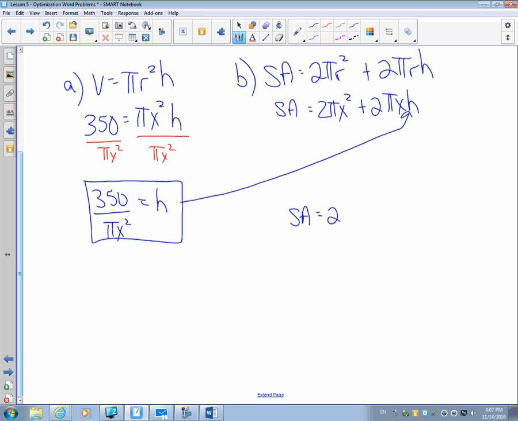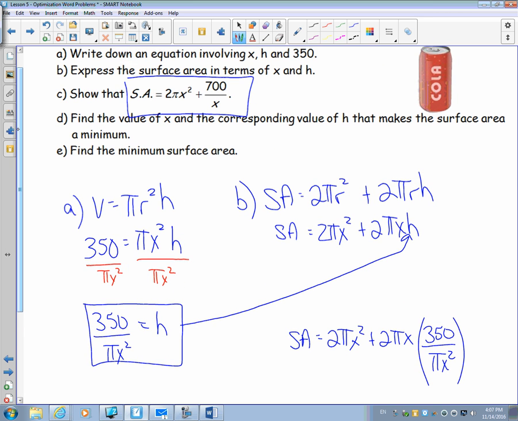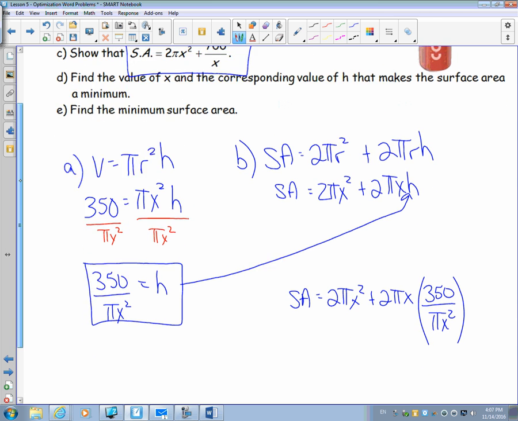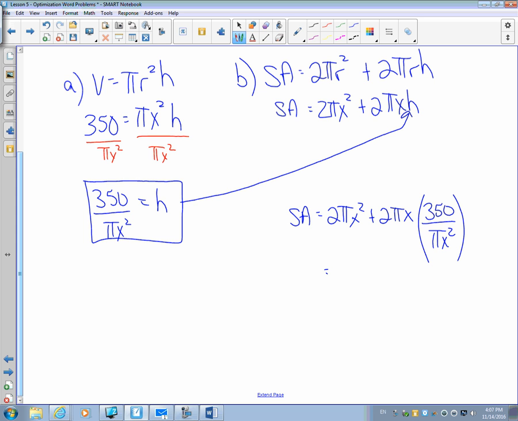So we're going to get surface area equals 2 pi x squared plus 2 pi times x times h. But h is 350 over pi x squared. Now they said make sure it looks like this. So what have they done? They've simplified. So let's do some simplifying. We always want to simplify anyways because it makes our life easier.